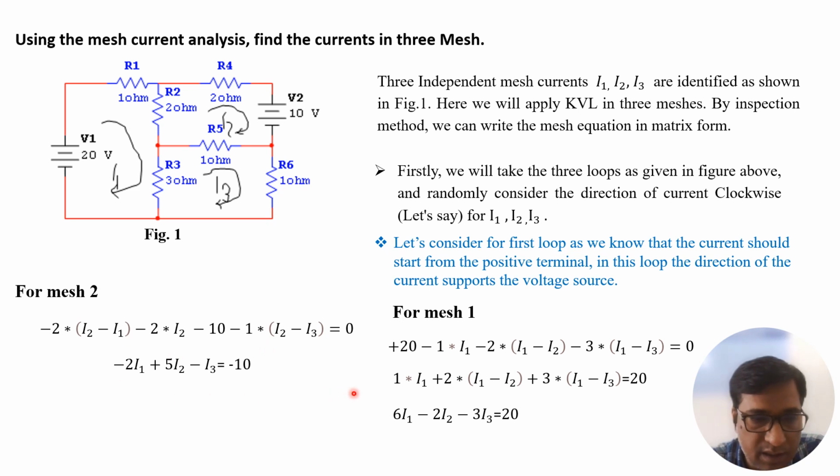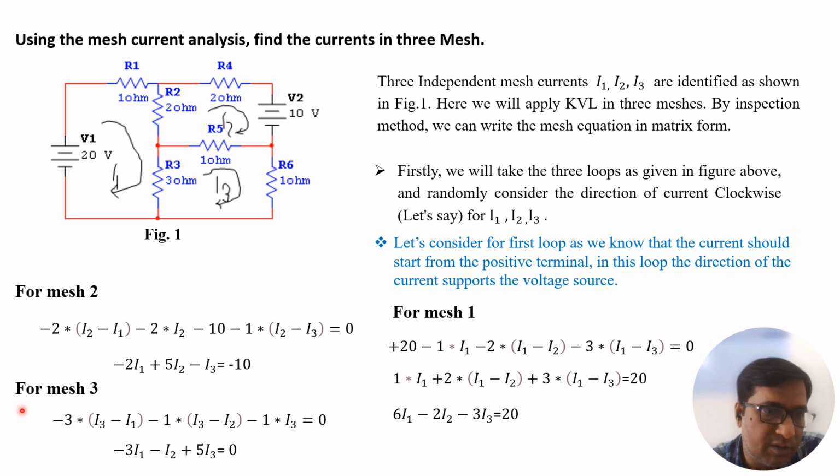Because we are writing the equation for mesh number 2, the coefficient of I2 should be positive, plus 5. Anything can be different, like I1, I3, but we have to make this particular current, I2, positive. Minus 2 I1 plus 5 I2 minus I3 is equal to minus 10. Similarly, we can write the equation for mesh number 3.